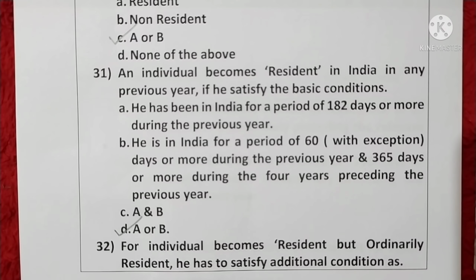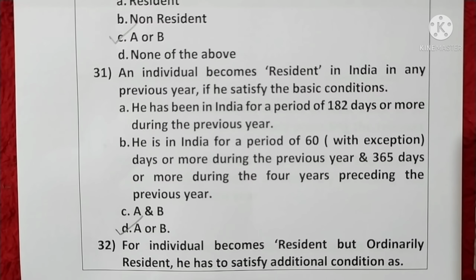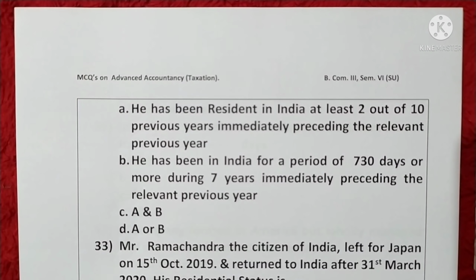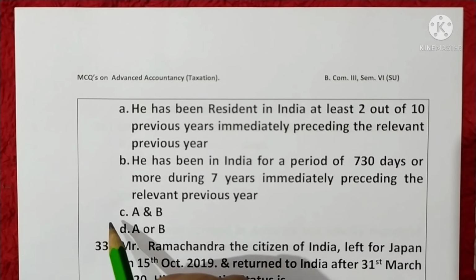Question 32. For an individual to become a resident but not ordinary resident, he has to satisfy additional conditions. Options are given: he has been resident in India at least 2 out of 10 previous years immediately preceding the relevant previous year. Option second, he has been in India for a period of 730 days or more during the 7 years immediately preceding the relevant previous year. Option C, A and B, and option D, A or B. Here, the assessee should satisfy both conditions to become a resident and ordinary resident. Therefore, option C is correct one.